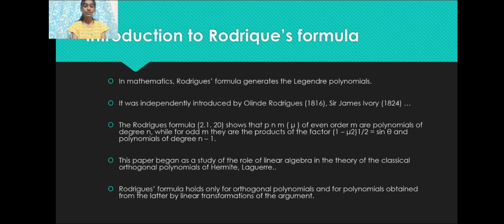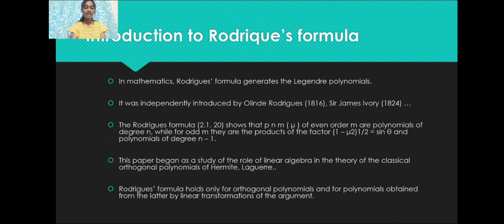In mathematics, Rodrigues' formula generates the Legendre polynomials. It was independently introduced by Olinde Rodrigues in 1816 and Sir James Ivory in 1824. The Rodrigues formula shows that P_n^m of mu, for even order m, are polynomials of degree n, while for odd m they are the product of the factor (1 minus mu squared) to the power 1/2, that is sine theta, and polynomials of degree n minus 1.